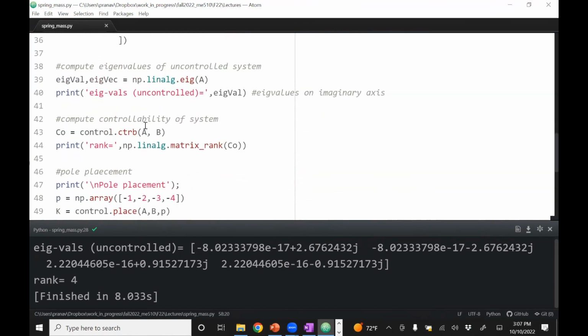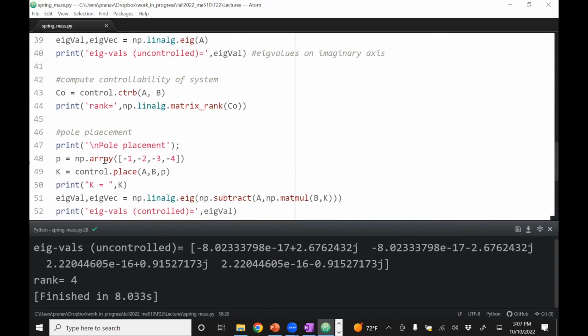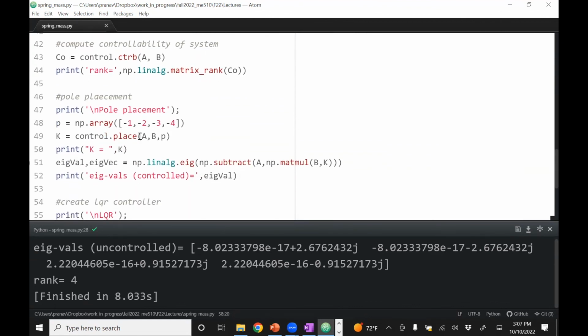Okay, so I already computed the controllability matrix. I saw it's controllable. I can do pole placement. Here for poles, I just decided I'm going to put the poles at -1, -2, -3, -4. So I call the place command. It will compute and give me the gain K. I can also check the eigenvalues by doing A minus BK. That's what I've done here. It's a bit more complicated than it would be in some other programming language like MATLAB. And then it prints the eigenvalues.